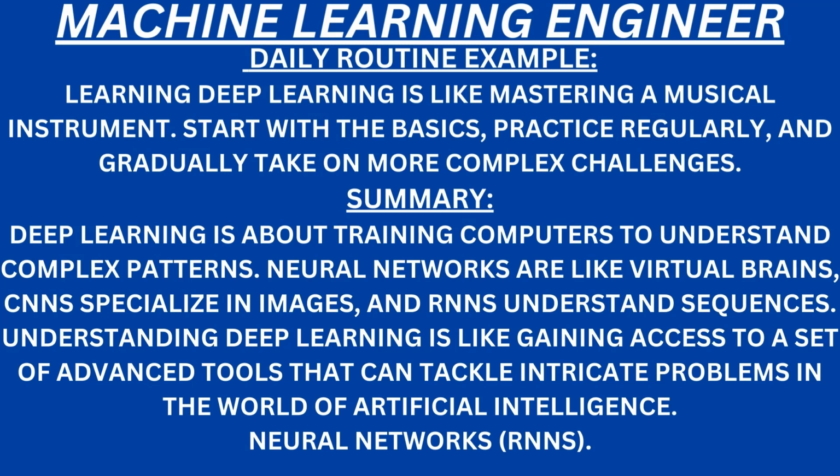Summary. Deep learning is about training computers to understand complex patterns. Neural networks are like virtual brains. CNNs specialize in images, and RNNs understand sequences. Understanding deep learning is like gaining access to a set of advanced tools that can tackle intricate problems in the world of artificial intelligence.